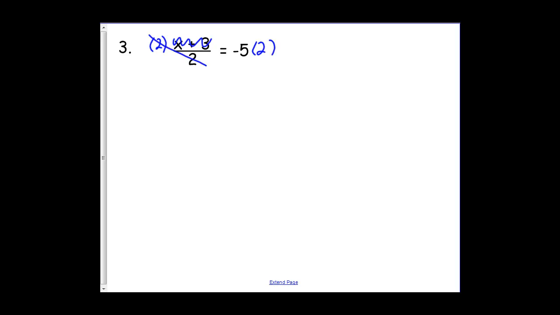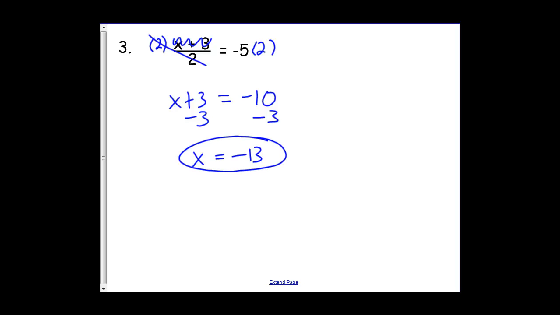Now whatever I had covered up comes back down. X plus 3 equals, what's a negative 5 times 2? Well, that's negative 10. Last step to get x by itself, use the inverse operation of addition, which is subtraction. And notice I have a negative 10 and a negative 3. They're coming together, and x equals negative 13. Again, if I wasn't sure, I could substitute all the way back into the original equation. I'd be good to go.